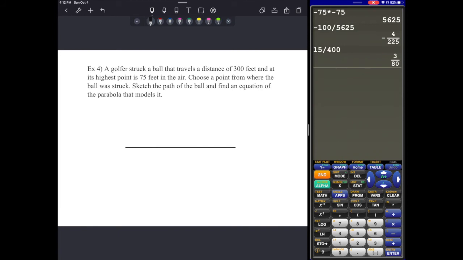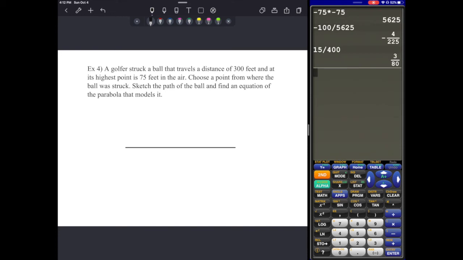Example 4. A golfer struck a ball that travels a distance of 300 feet and at its highest point is 75 feet in the air. Choose a point from where the golf ball was struck. Sketch the path of the ball and find an equation of the parabola that models it.